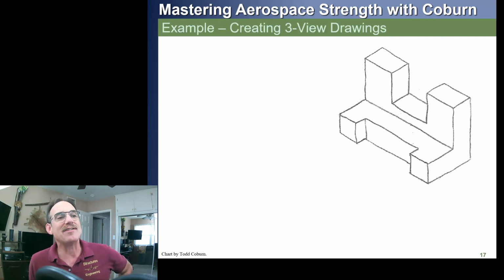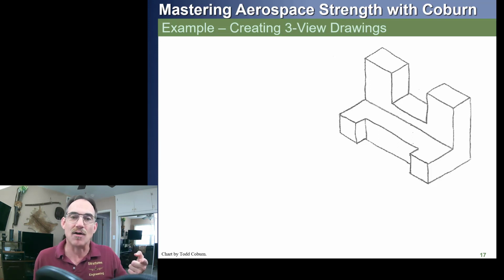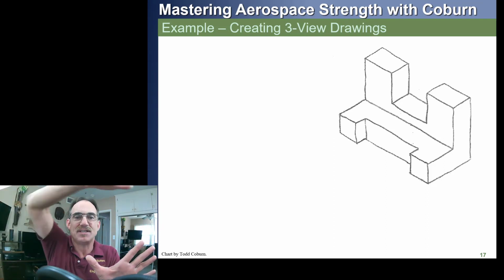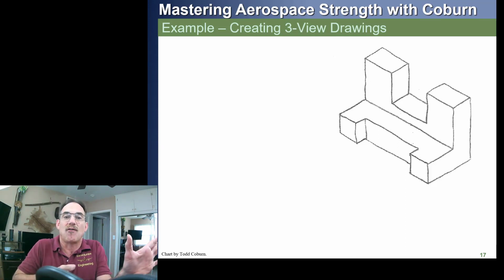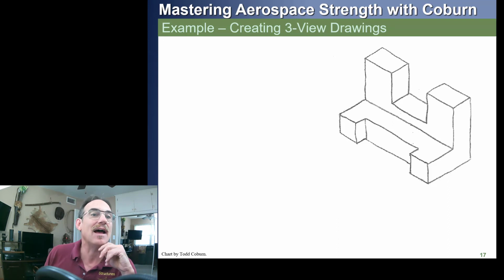Let's take a look. Let's say we have an isometric like this and we want to draw it. If I looked at this, I'd say, okay, probably the view that gives the most information is looking from right here. I'm going to call that the front view. That means this over here is going to be the right view, and this up here is going to be the top view. So I'm going to lay out my views front, top, right. Okay, let's see how that works.